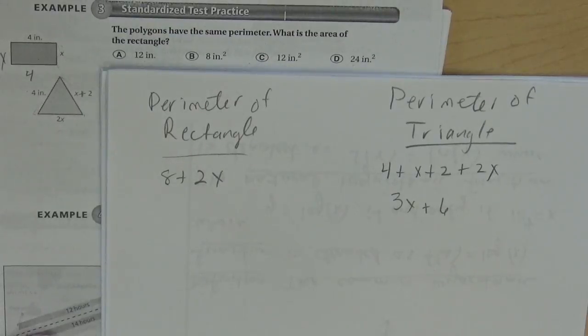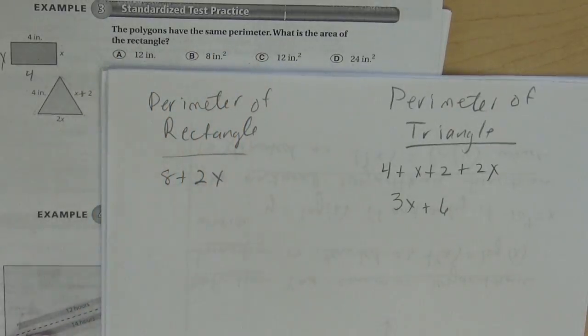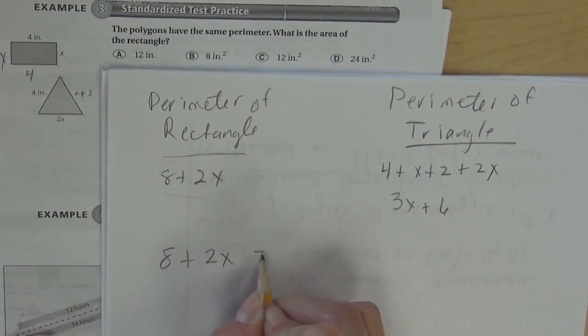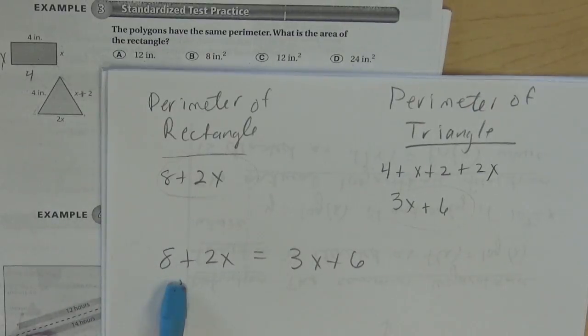Okay? What do I do now? What did they tell me about them? The very first sentence stated the polygons have the same perimeter. So that means that whatever that is and whatever that is, they have to equal each other. So we can write an equation. We're going to say 8 plus 2x equals 3x plus 6. So we've just said the perimeter of the rectangle equals the perimeter of the triangle. We can solve this for x.